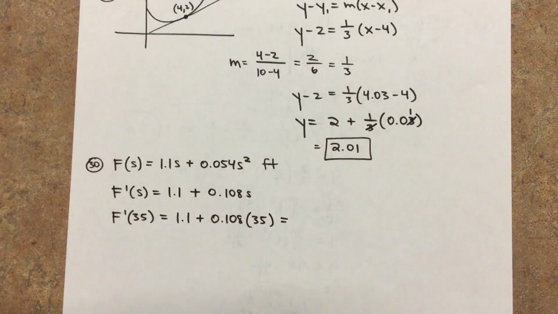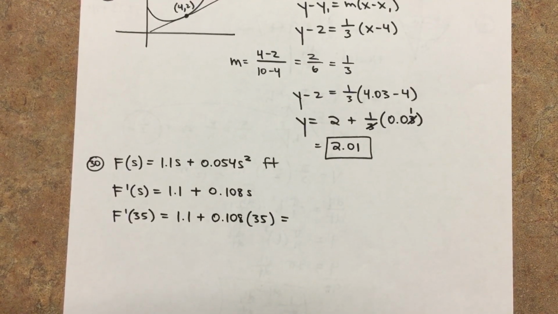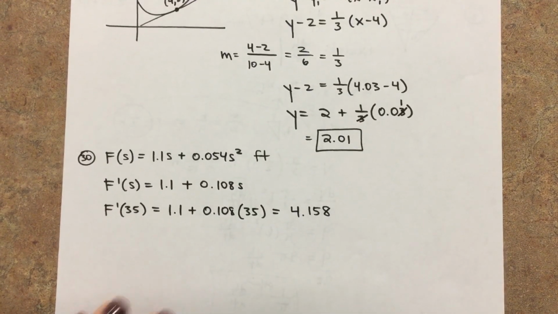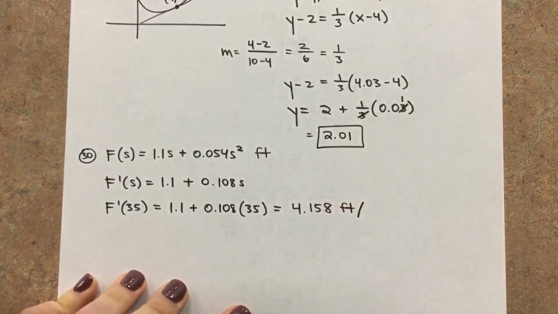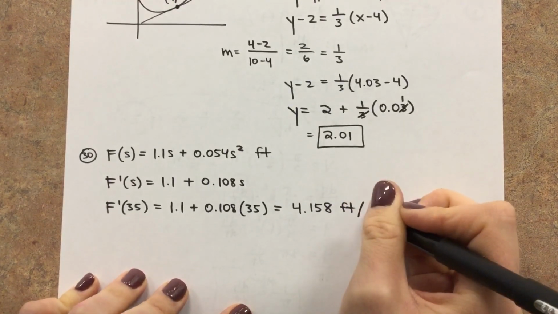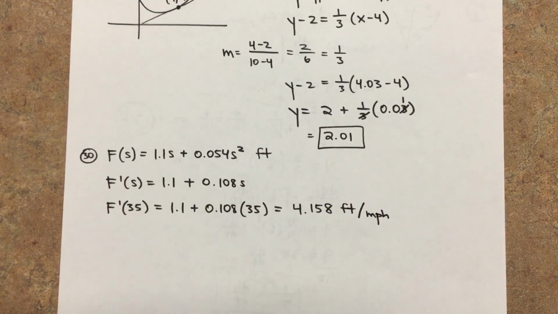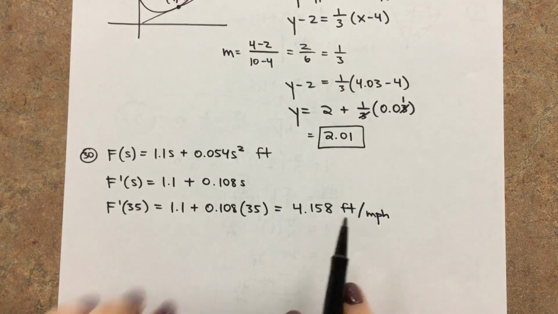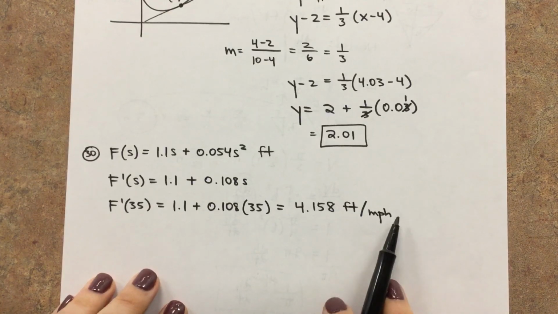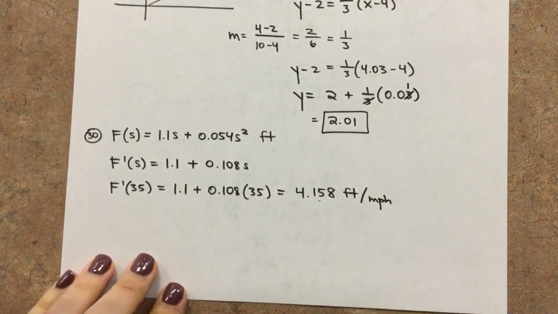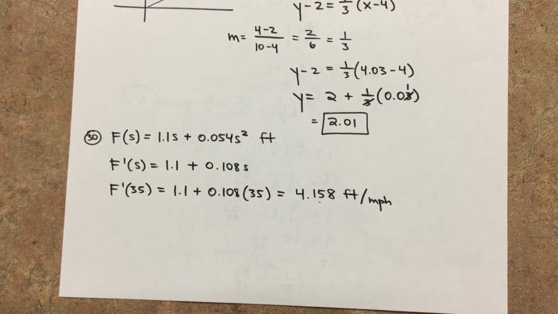Now this is something that you would have your calculator for. So 1.1 plus 0.108 times 35. So this is 4.158. Let's make a little bit of sense, include the units. F is given in feet, and this is the speed in miles per hour. So feet per miles per hour. So that means, remember, f is the stopping distance. That means that if you increase the miles per hour by 1, it's going to take you this much longer to stop. That's the stopping distance, right? You put the foot on the brakes, how long does it actually take to stop? The faster you're going, the longer that distance would be, right? If you're going really slowly, you could slam on the brakes and stop in like a foot.